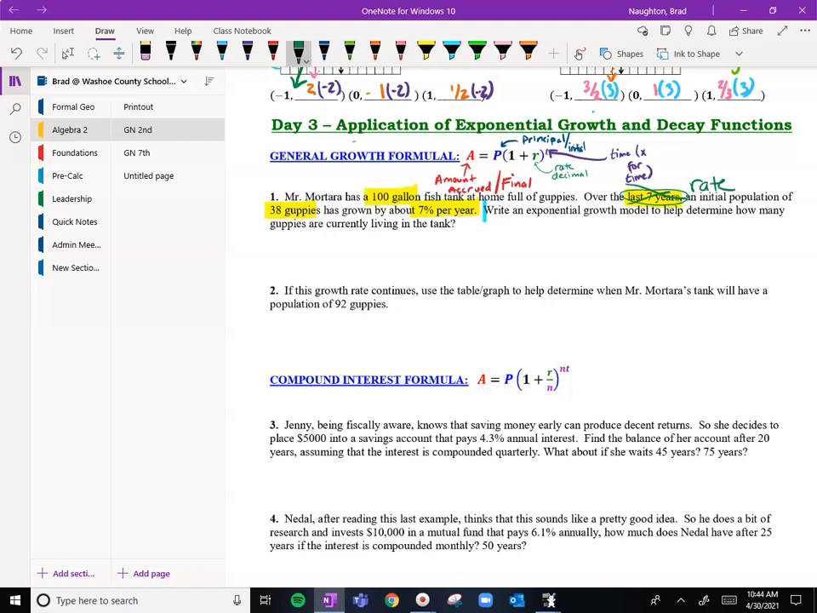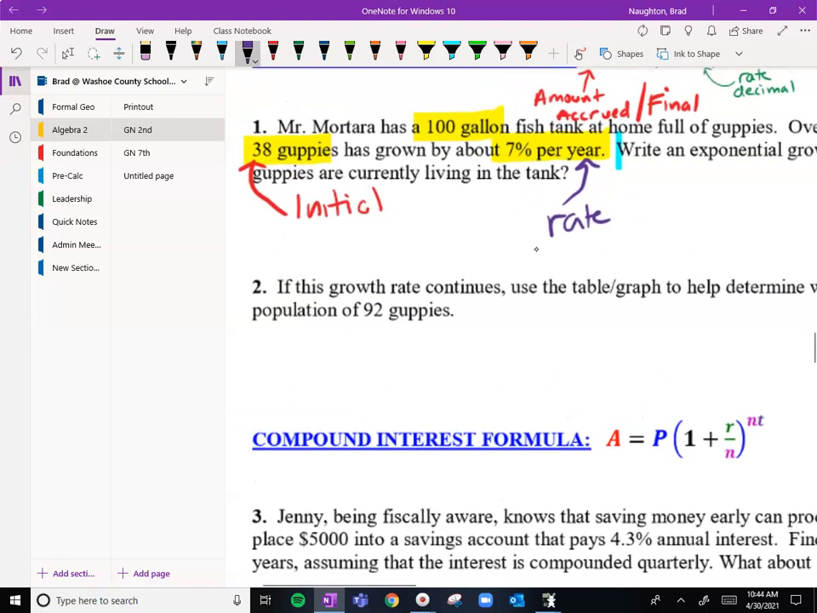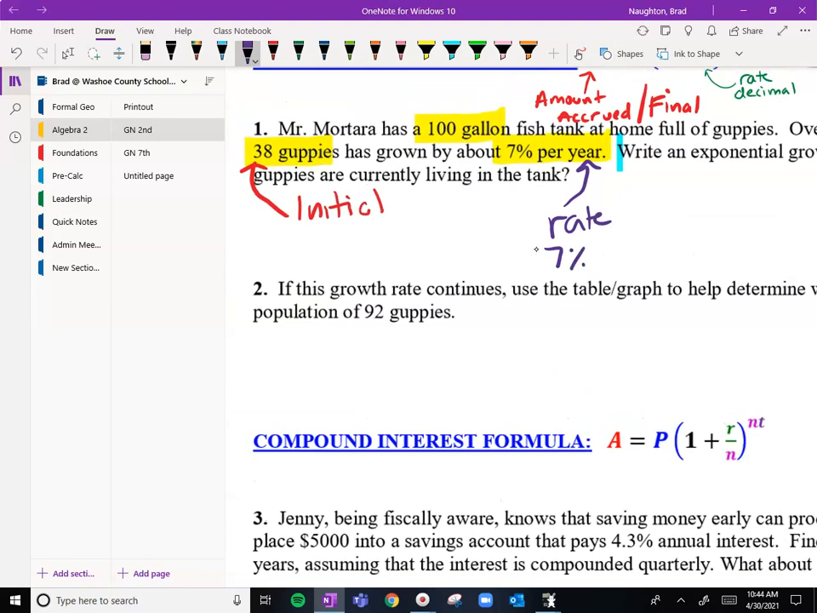So we're not going to use this time, and you've got to look at that. Anytime it says over the last couple of years, that's generally not your time. But this 38, that's going to be my initial, how much I start with. And then this 7% is going to become my rate. As we mentioned, that's 7%, so to make that a decimal, I take the current spot of the decimal and move it 2 spots to the left, and fill any of those spots with zeros. So this is really 0.07. That's the decimal we want.